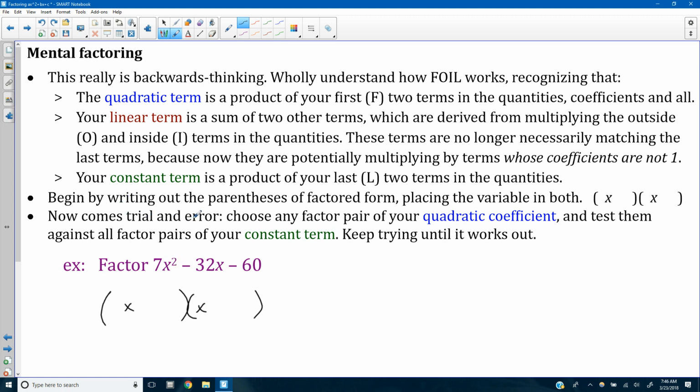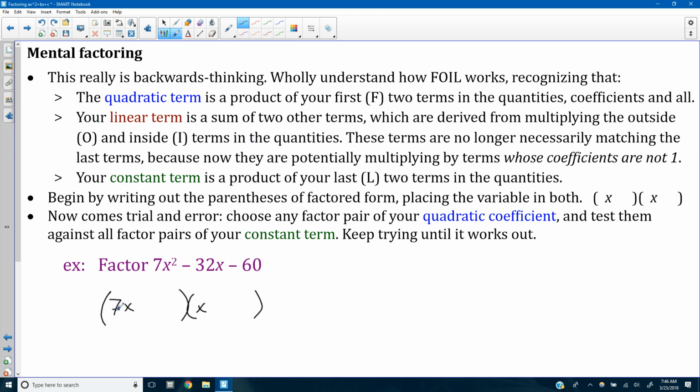Now comes trial and error. Choose any factor pair of your quadratic coefficient. My quadratic coefficient is 7. The only factor pairs I can choose are 7 times 1. You can choose 1 times 7, but that's the same thing. I tend to like to write the bigger number first. That's just how I do it.